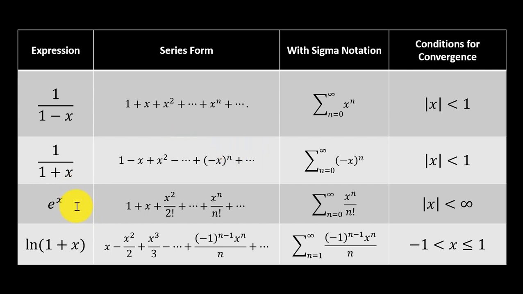Another really common one would be e to the x, which is going to be 1 plus x plus x squared over 2 factorial, so on and so forth. You have x to the n over n factorial. So this is a very common one.